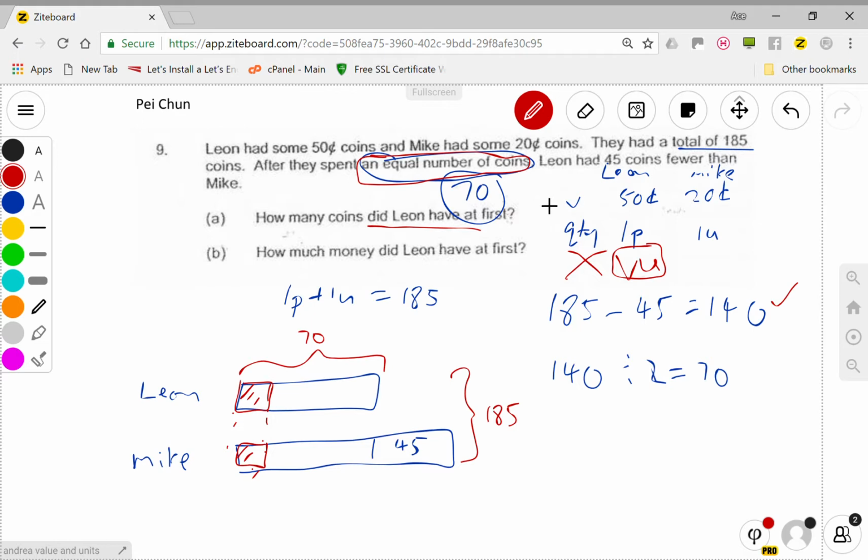Why can't you use value and units? Because they never tell you what the unit is over here. You see, there's no ratio. If you use before and after, you are not going to get any headway. There's no hint after that. You're just stuck with one part, one unit, and 45 fewer. That's it. So it's actually a simple model drawing diagram like that. When I draw it out, is it easier to see?